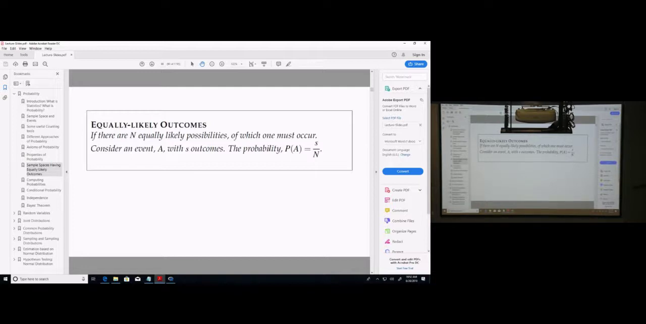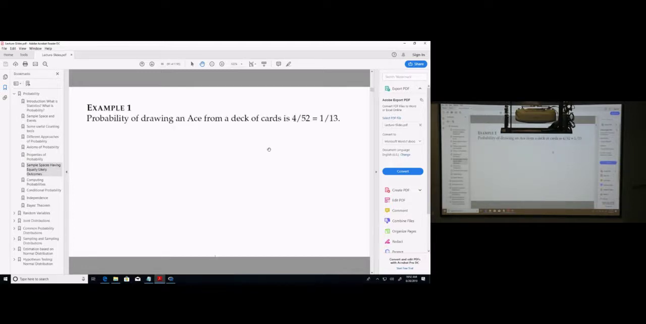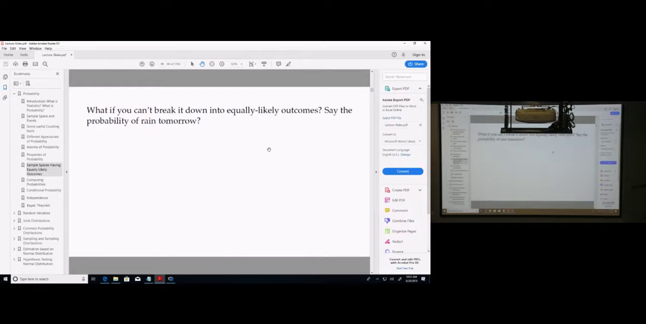So here, this is the counting of things. We will have a number of examples. This is in a lot of card games. Ace is something that you are interested in. That is why we are interested in this.